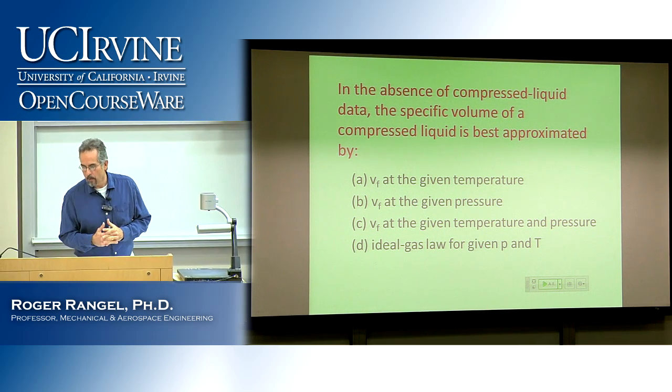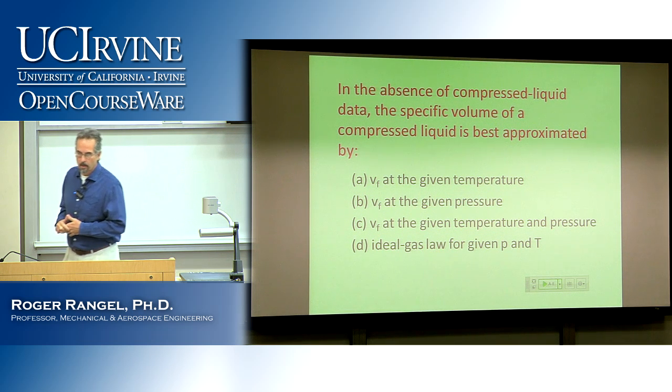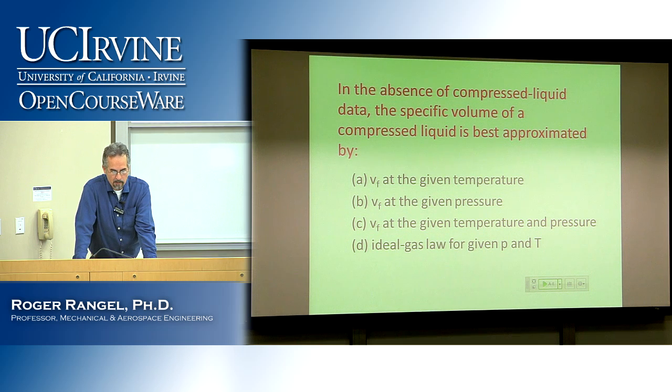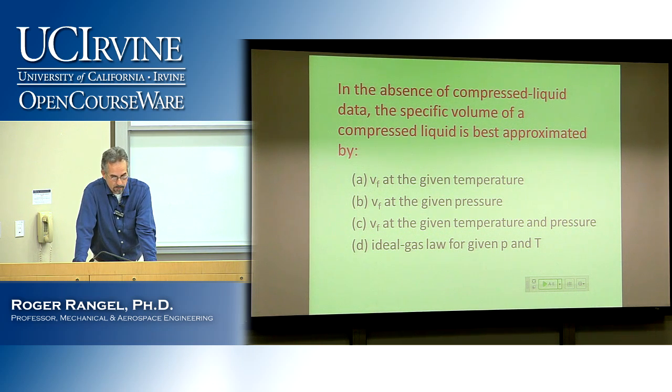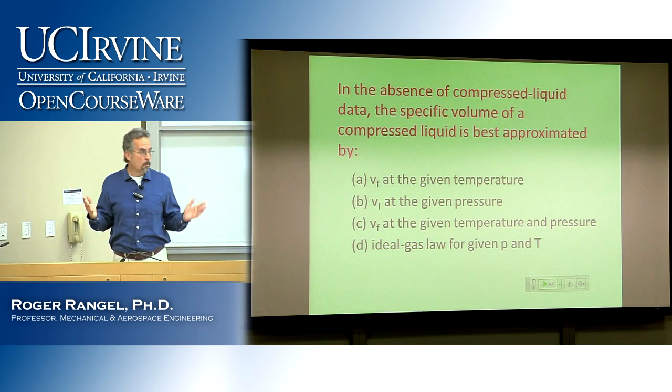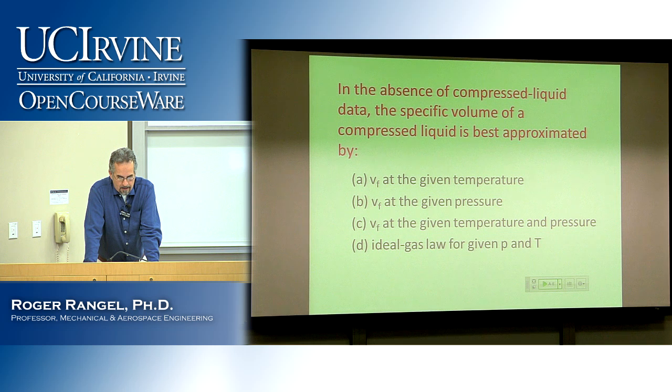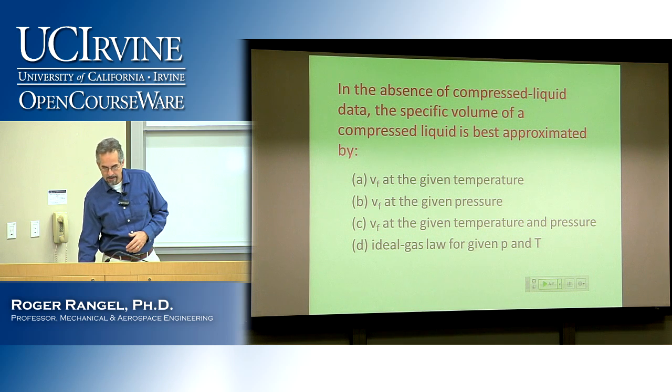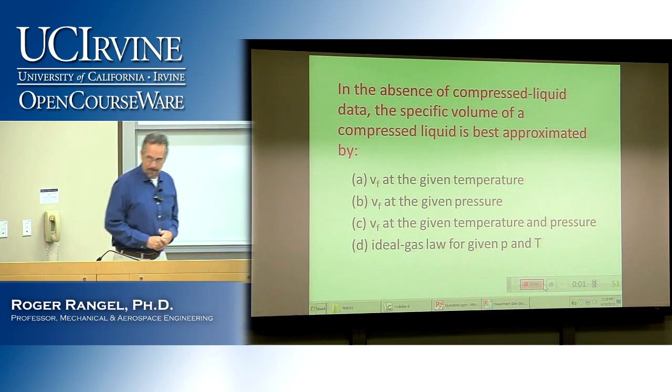In the absence of compressed liquid data, so if we don't have available to us compressed liquid data, and we need to find the specific volume of a compressed liquid, but we only have the data for the saturated region, for the liquid vapor region in the dome, the best approximation is: A, use V sub F at the given temperature; B, use V sub F at the given pressure; C, use V sub F at the given temperature and pressure; or D, use the ideal gas law for the given pressure and temperature. So you can start answering now.